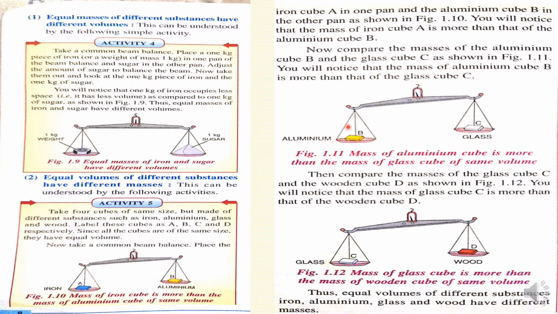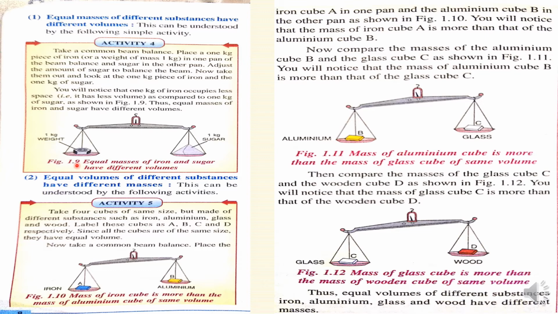So how can we define? What do we conclude from these two activities, activity 4 and activity 5? We can define them like this: 1 kg of sugar occupies more volume than 1 kg of iron. So what can we say?